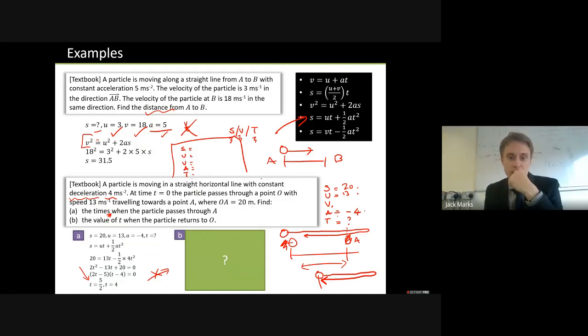A particle is moving in a straight horizontal line with constant deceleration -4. It's constant. It never changes, no matter where it is. So A is the same. At time t equals 0, the particle passes through with speed 13. So if there is a longer journey, does that change the speed at the start of the journey? No, it doesn't. So that is still 13.